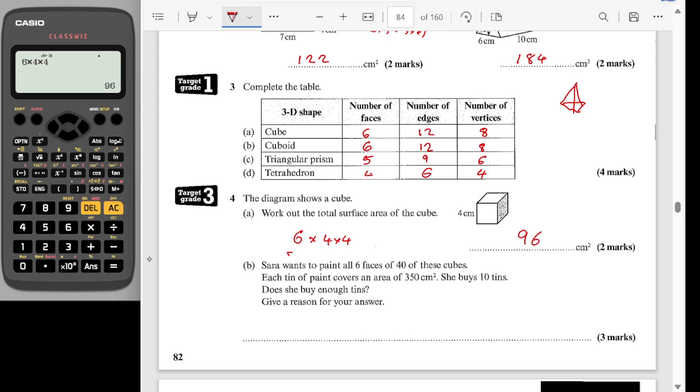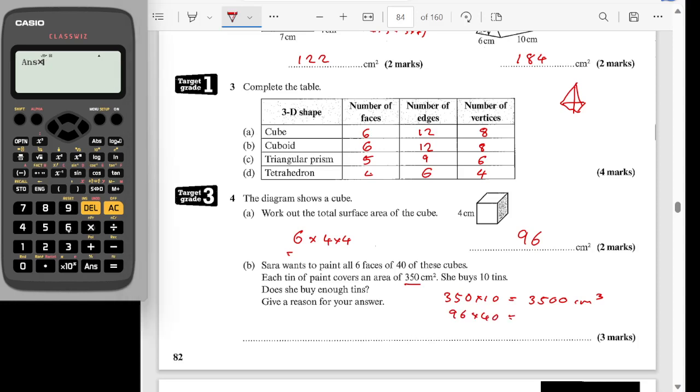And then finally, Sarah wants to paint all 6 faces of 40 of these cubes. Each tin of paint covers an area of 350 centimeters cubed. She buys 10 tins. Does she have enough tins? Well, she has 350 times 10, so she has enough paint to cover 3,500 centimeters cubed, and she will need 96 times 40.